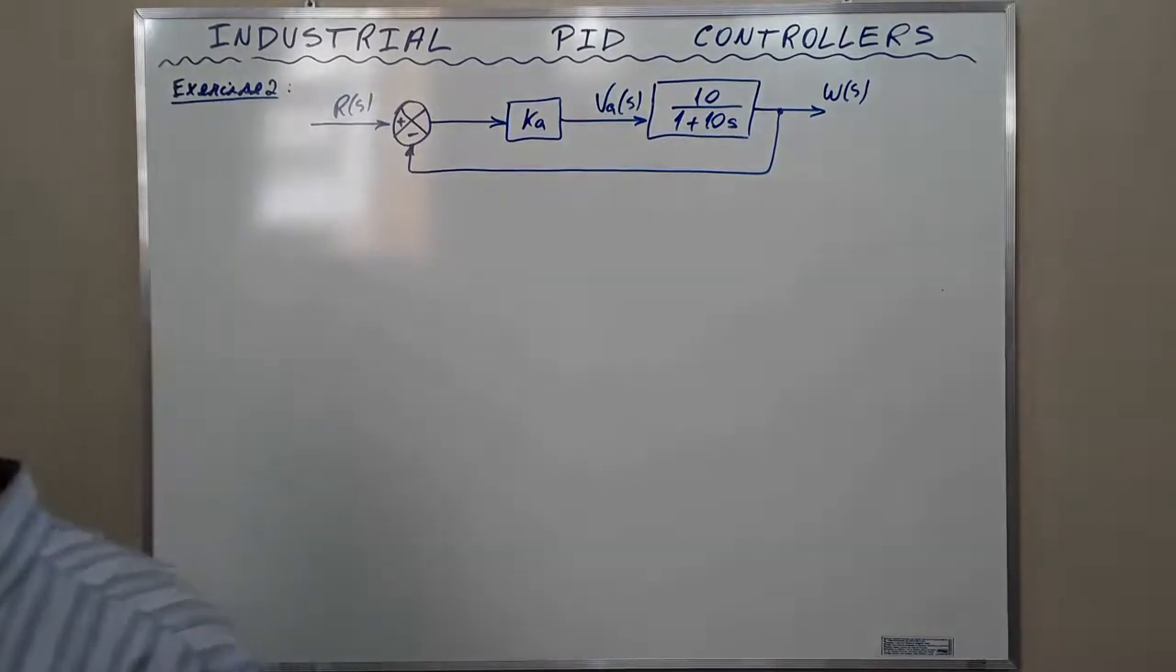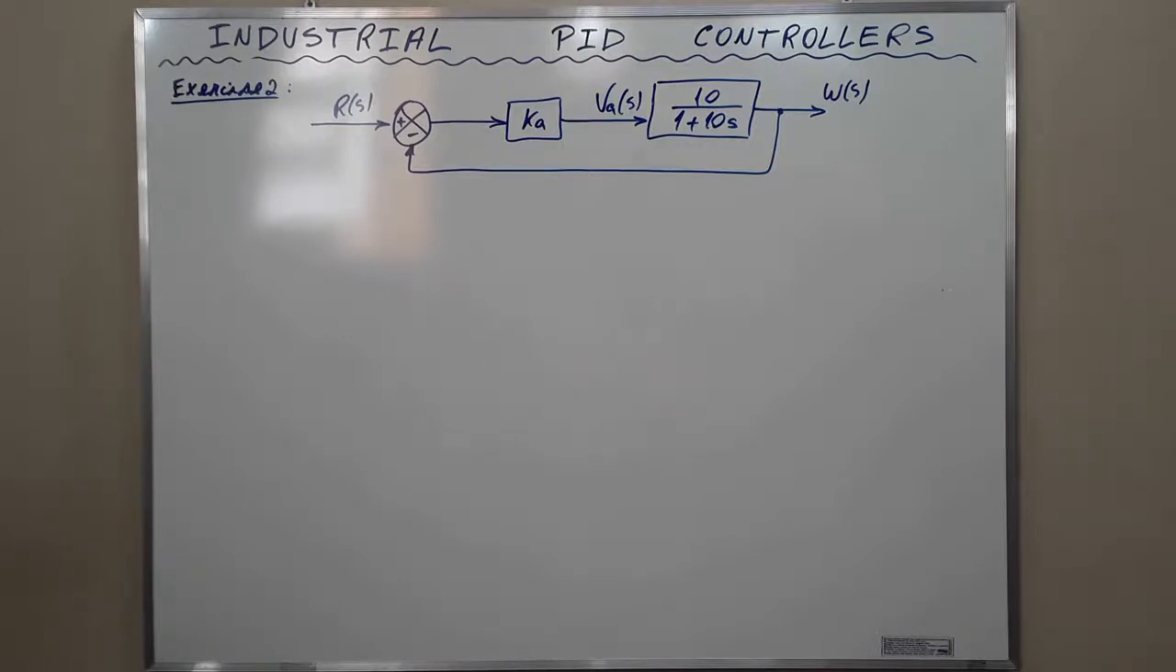Exercise 2. The open loop transfer function of a DC motor is given by W(S) over VA(S) equal to 10 divided by 1 plus 10S. When connected in a feedback loop, as shown by the figure, what is the value of Ka, the proportional gain, that will reduce the time constant of the closed loop system by 100 compared to the time constant of the open loop system? This is the question.